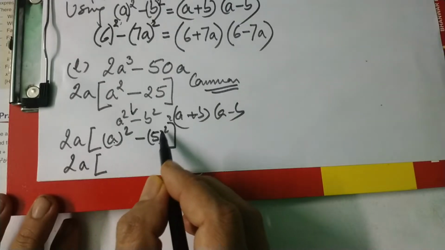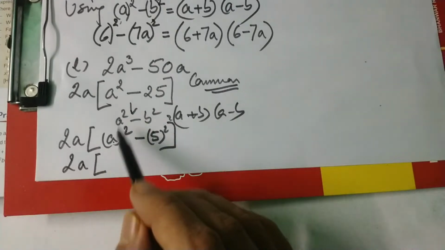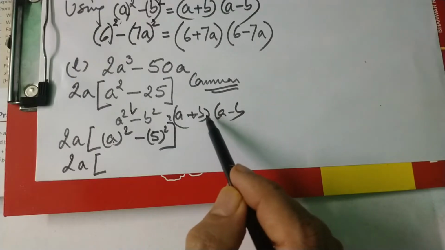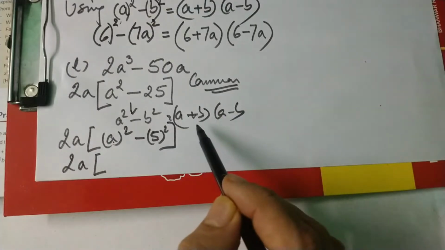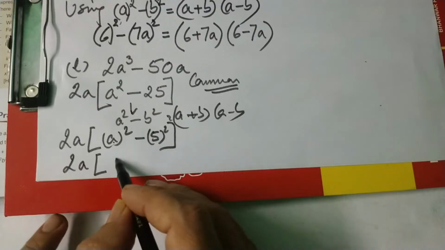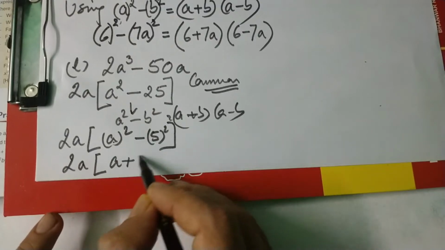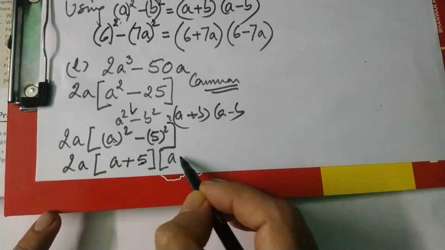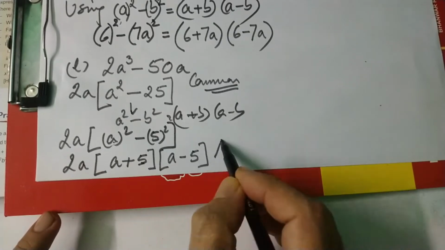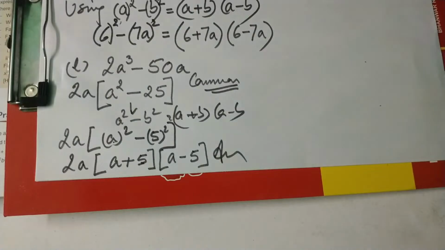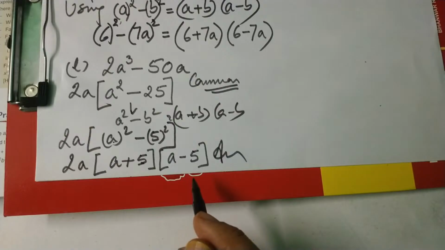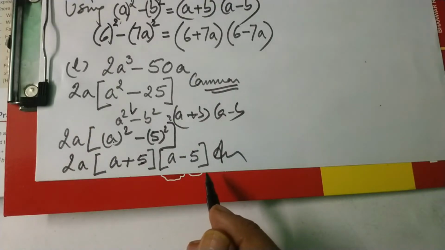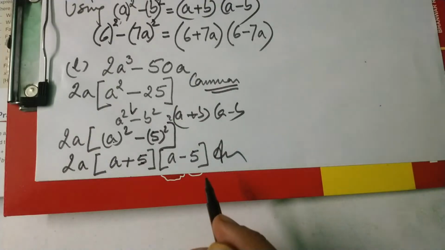See, it is matching the formula a square minus b square. I have to write this now. So what will be a plus b and a minus b? 2a into (a plus 5)(a minus 5) is the answer. So this is using the formula a square minus b square. Okay, so there is the question. One more important question is there, question number M part.